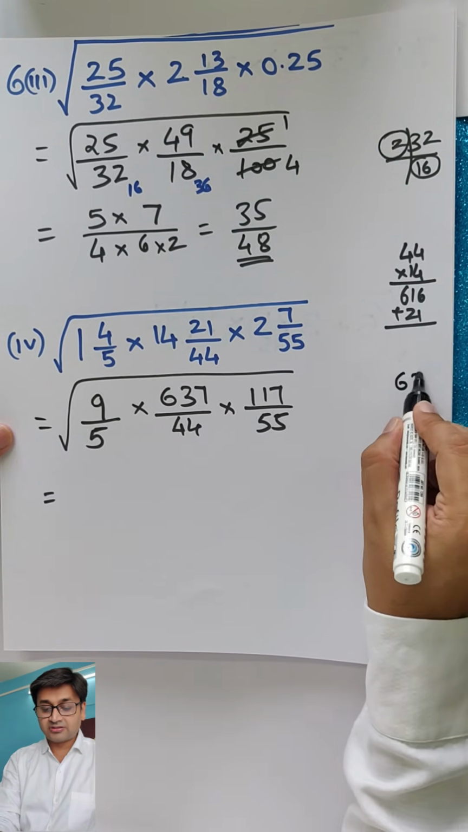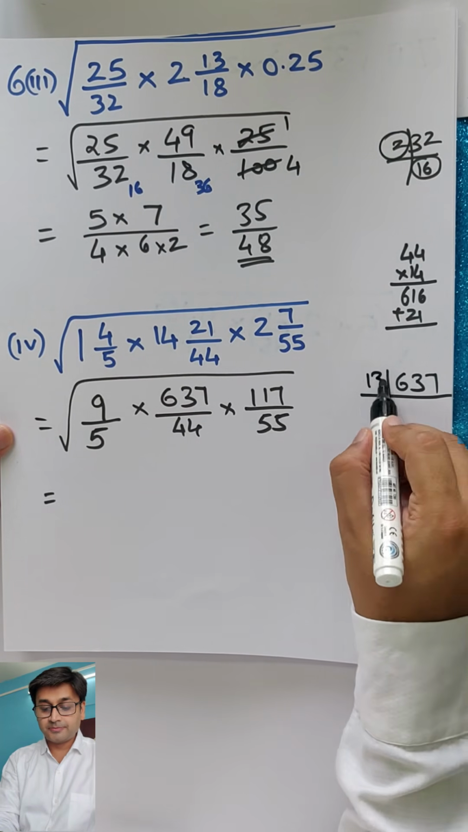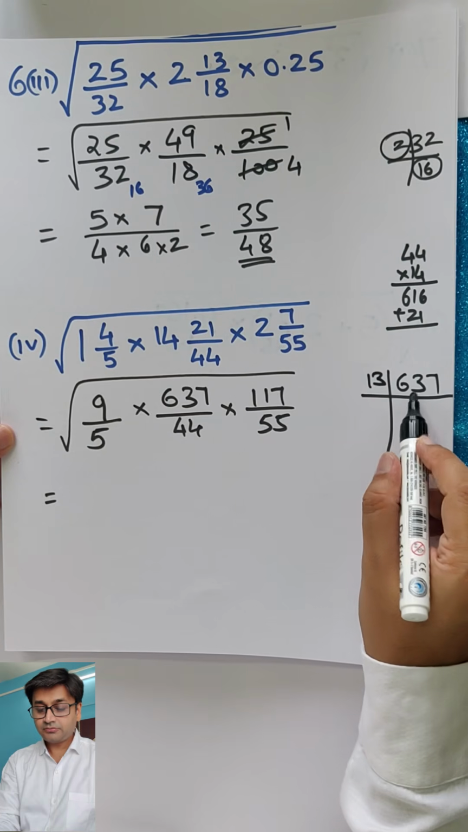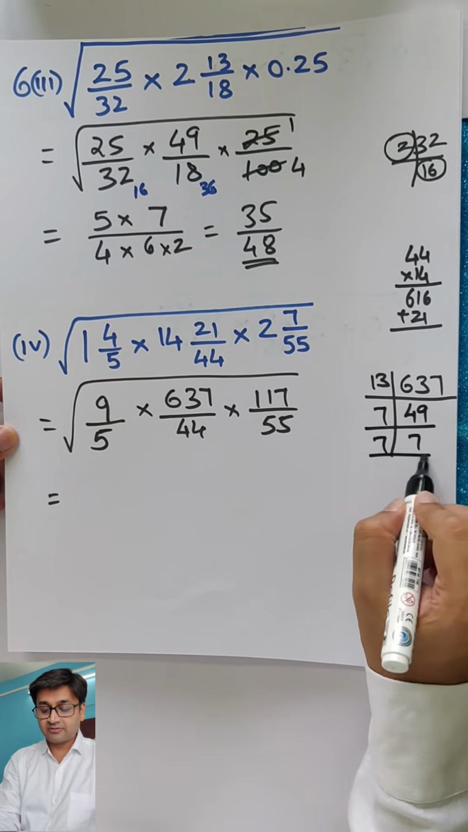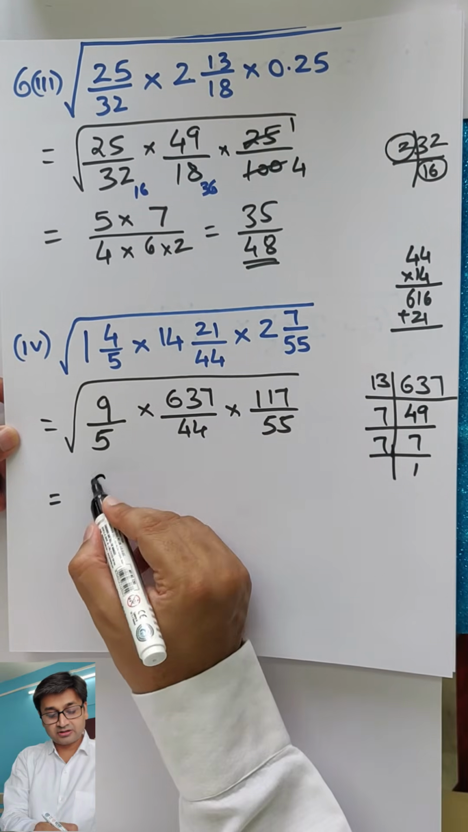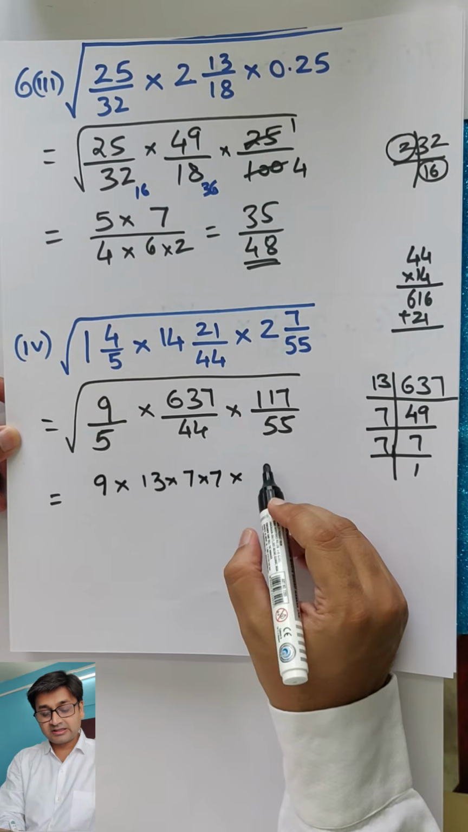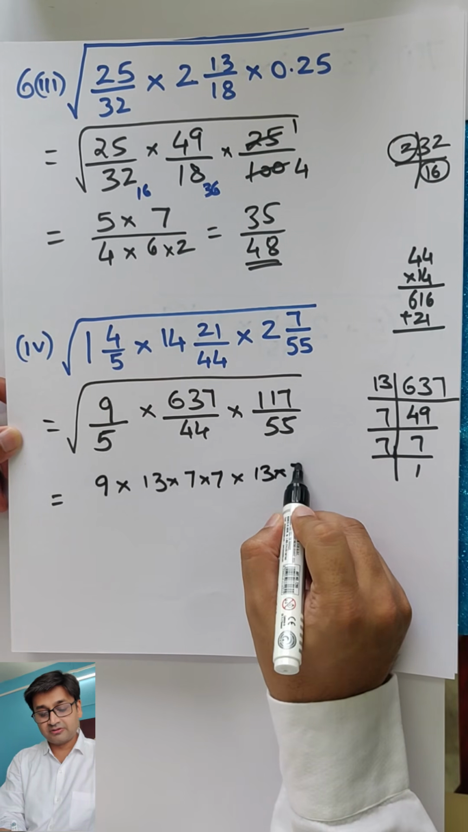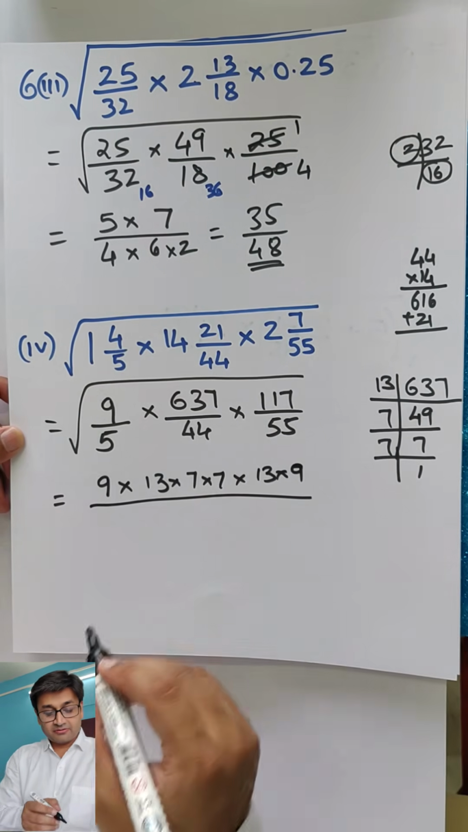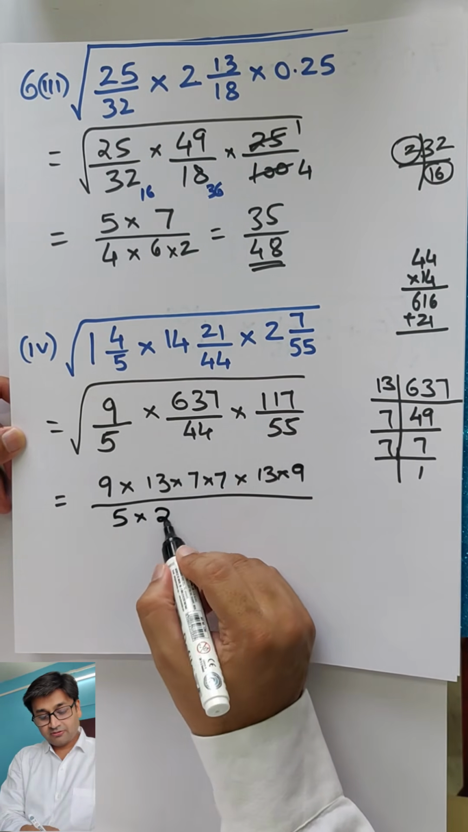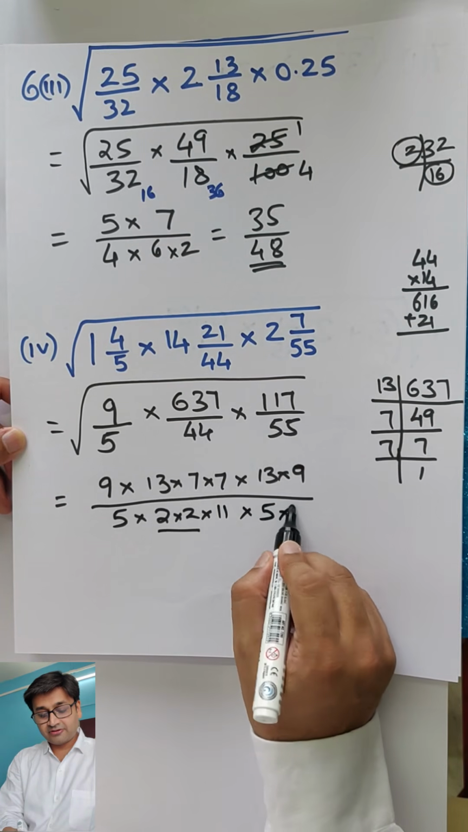So I'll have to take the factors of 637. So let's do it. So I think it will go in 13. 13 how many times? 13 4s are 52 and 9s are. 7 7s are 49, 7 1s are 7. Yeah, these should be the factors. So 9 into 13 into 7 into 7, and 117 is 13 into 9, sorry. 13 9s are 117. 5 I'm keeping as it is. 44 is 4 into 11. So 4 is 2 into 2, and 55 is 5 into 11.